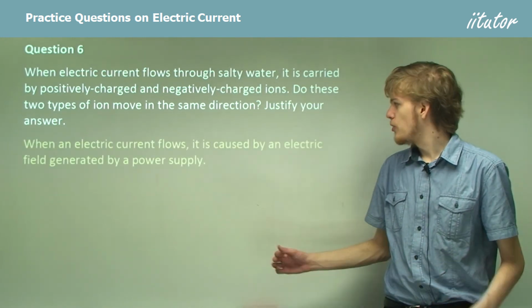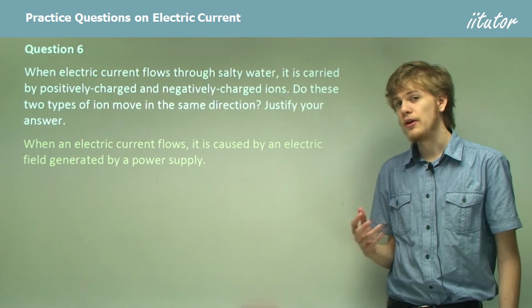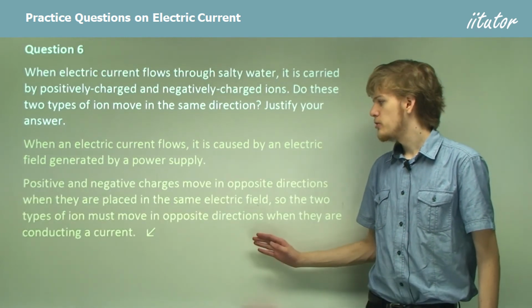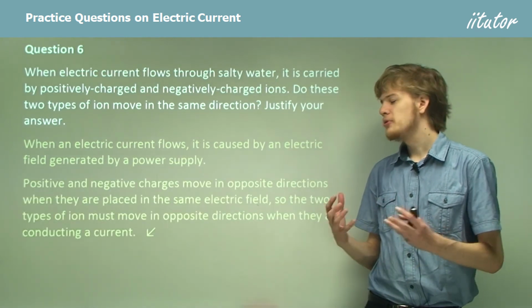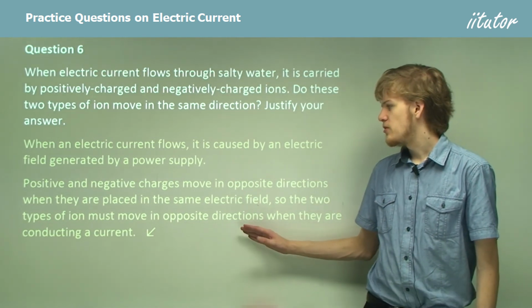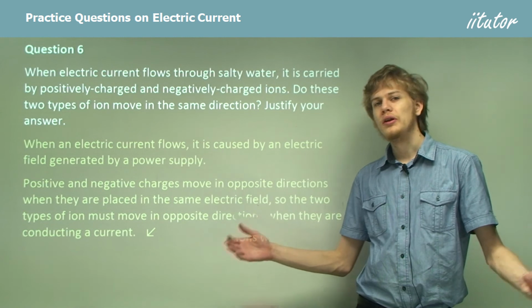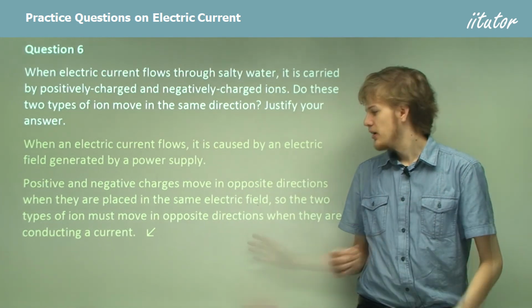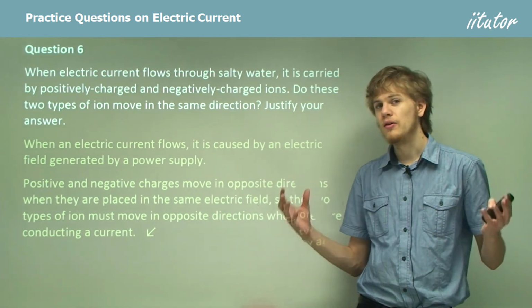When an electric current flows, it is caused by an electric field generated by a power supply. Positive and negative charges move in opposite directions if they're placed in the same electric field. And this means that the two types of ions will move in opposite directions in order to carry the current in the same direction.